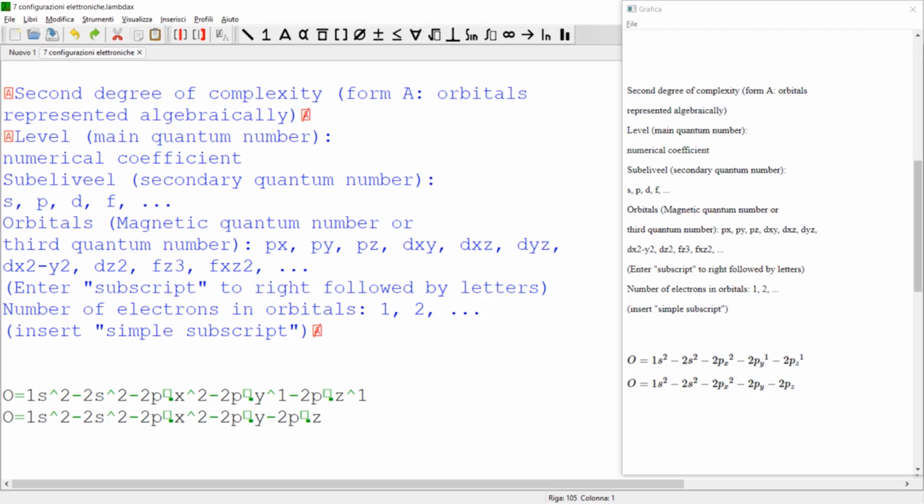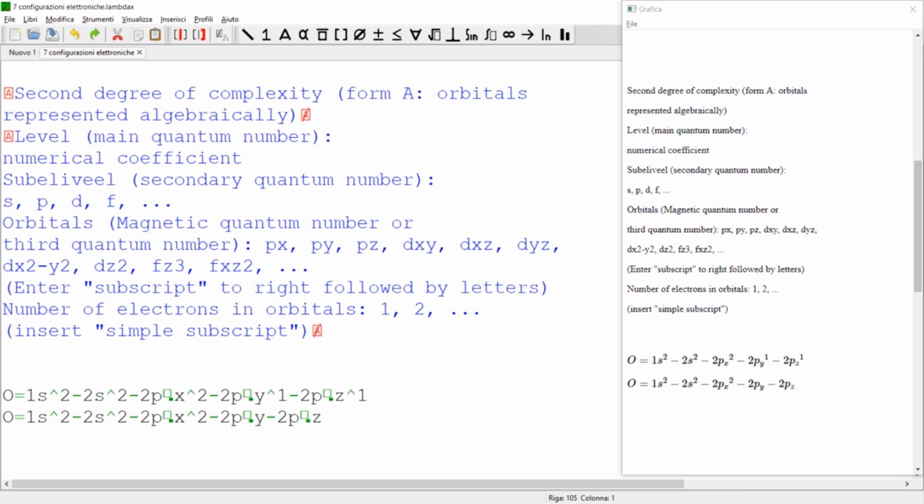O equals 1s simple power 2, hyphen, 2s power 2, hyphen, 2p subscript x power 2, hyphen, 2p subscript y power 1, hyphen, 2p subscript z power 1.